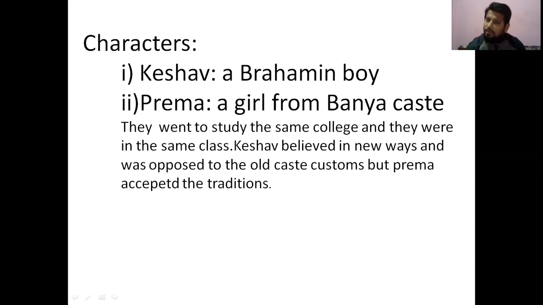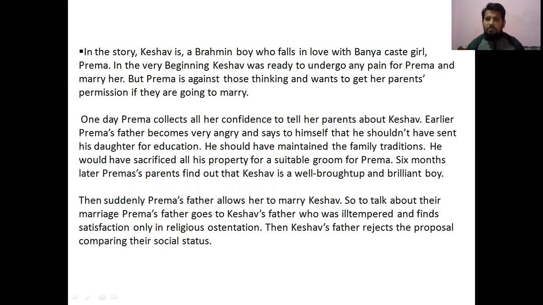Keshav believed in new ways and was opposed to the old caste custom, but Prema accepted the tradition. That was the concept here. Keshav believed in new ways. He did not believe in the caste system. He did not believe in tradition. But on the other hand, Prema was very different. She accepted the tradition here. So in the story, Keshav is a Brahmin boy who falls in love with a Baniya caste girl, Prema.